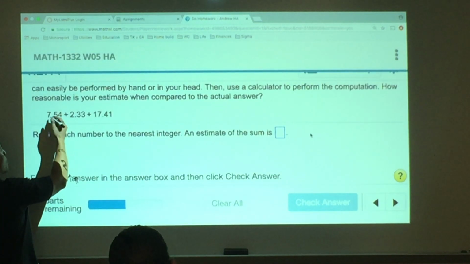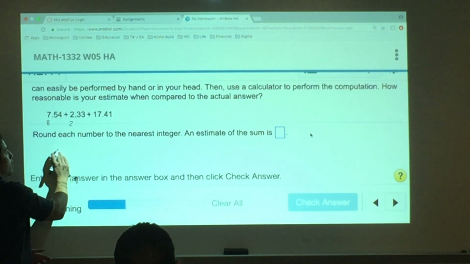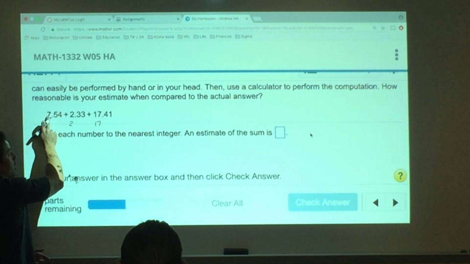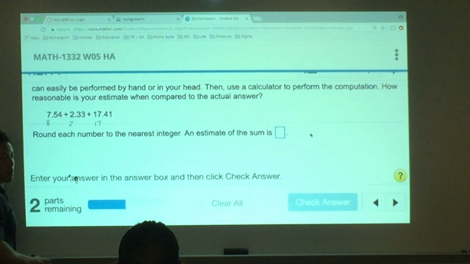Well, what is this? I would probably go whole numbers, right? 8, right? 2, right? 17. How did I get those? 5 makes this an 8. 3 keeps this the same. 4 keeps this the same. Does that make sense, guys?